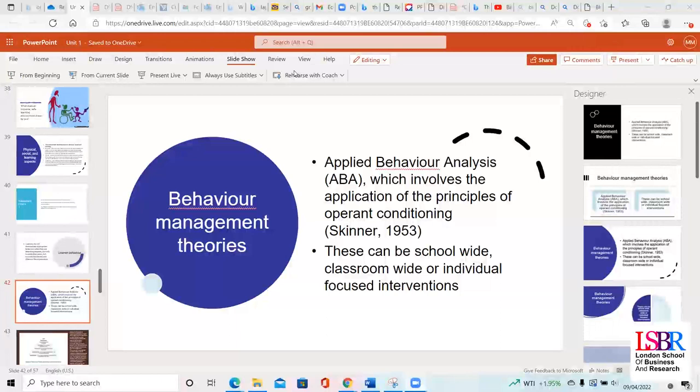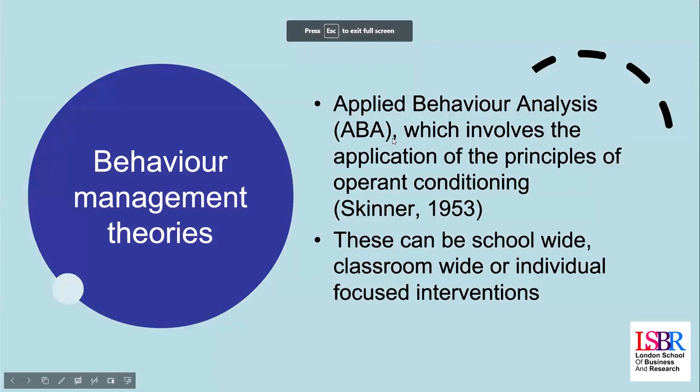Okay, so we're on to behavior management theories. Most commonly applied since the 1950s is the applied behavior analysis, the ABA. And that involves the application of the principles of operant conditioning, which we already touched on earlier by Skinner in 1953. So that's the idea that if someone does something right, then you praise them. And if they do something wrong, then you give them a sanction.